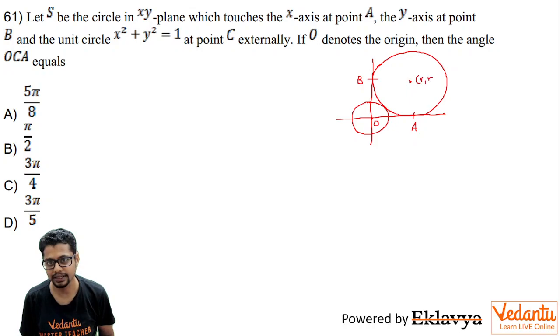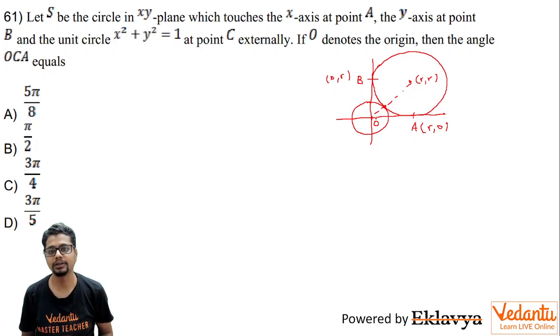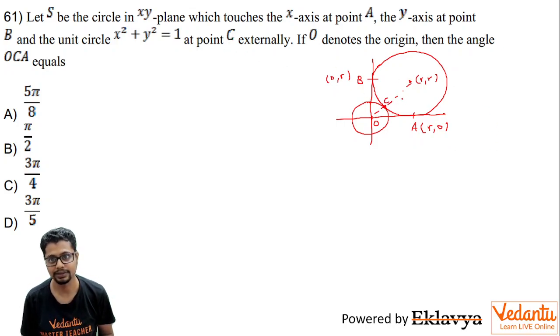If the radius is r, the center will be (r, r). In fact, A will be (r, 0) and B will be (0, r). By symmetry, the point at which they are touching will lie on x square plus y square equal to 1 and also on the line y equal to x, because that point will lie on the line joining the centers of the circles. So let's call that point C.